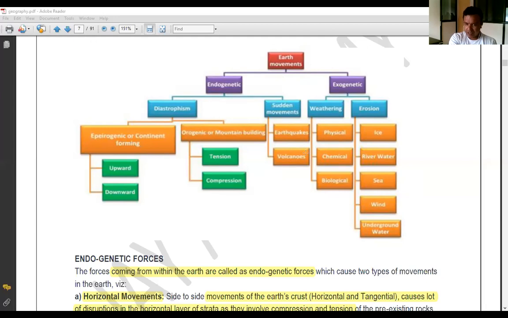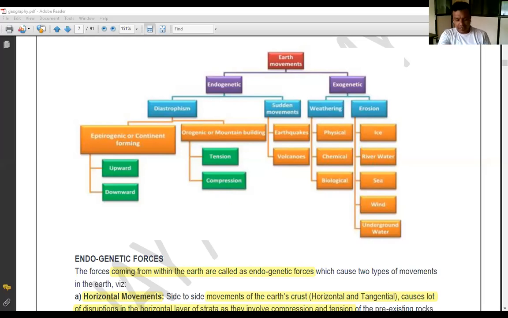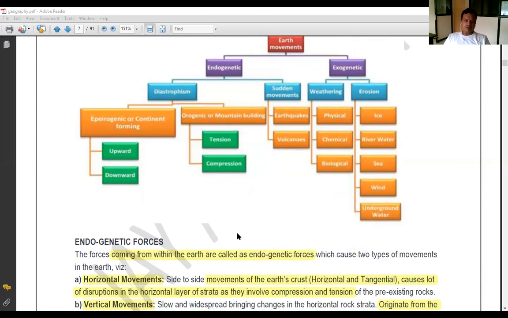Whatever we have discussed till now was related to the internal factors. Today we are going to discuss the exogenetic factors, which are not related to internal forces but to external forces, right? Landforms on the surface of the earth, like mountains, plateaus and valleys, undergo changes due to external factors, which are influenced by the climate and the atmosphere.